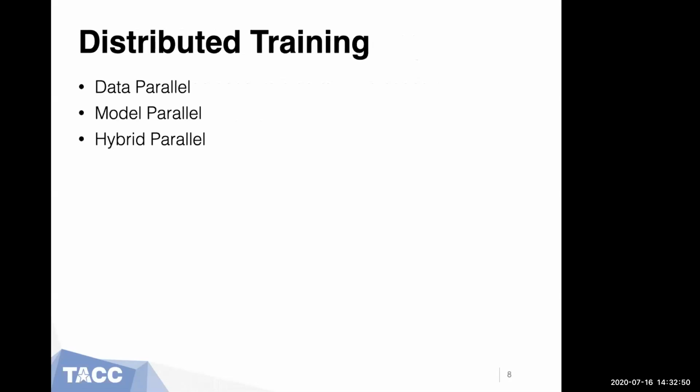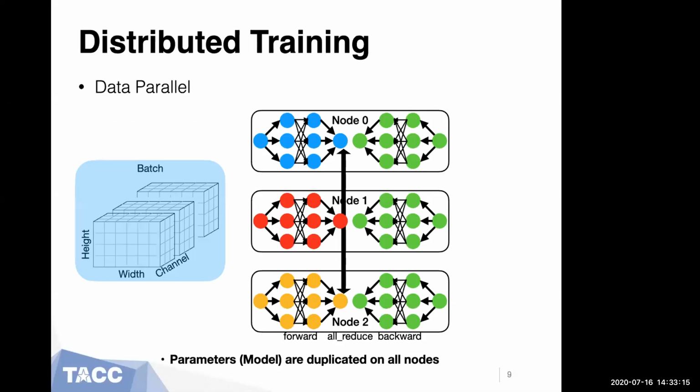So when we talk about distributed training, there are three ways we can do it. Data parallel is probably the most widely adopted approach, and model parallel is now a thing. And hybrid parallel, I've seen it, but I don't see a lot of people making really good use of it.